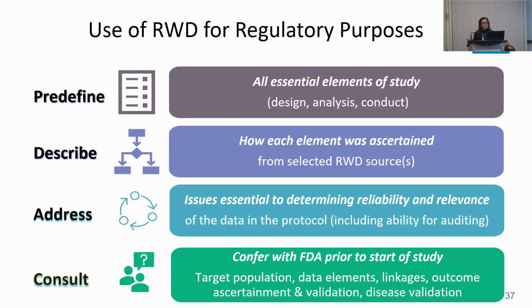From a perspective for regulatory purposes and use of real-world data, this is a synopsis of many of our guidances and the process that I think is very useful. So: predefining all essential elements of the study, describing how the elements were ascertained, addressing any issues to determining reliability and relevance. That's in the protocol and also includes provisions for ability to audit. And then, of course, consulting with the FDA, so consulting prior to the start of the study if there are any questions.